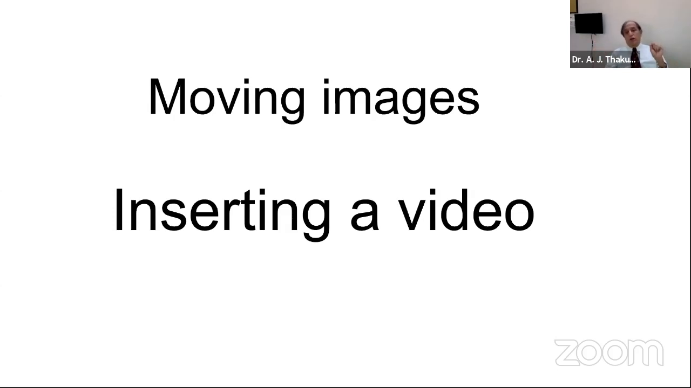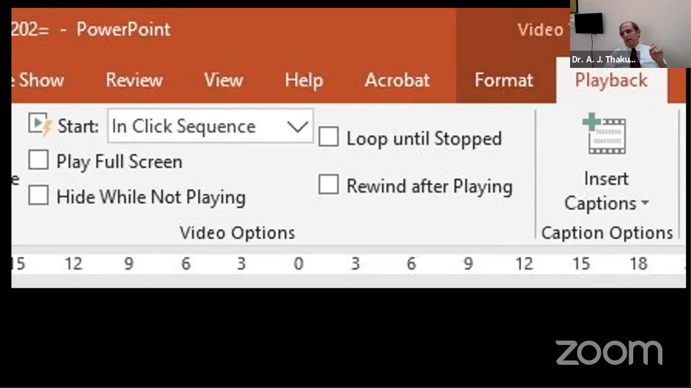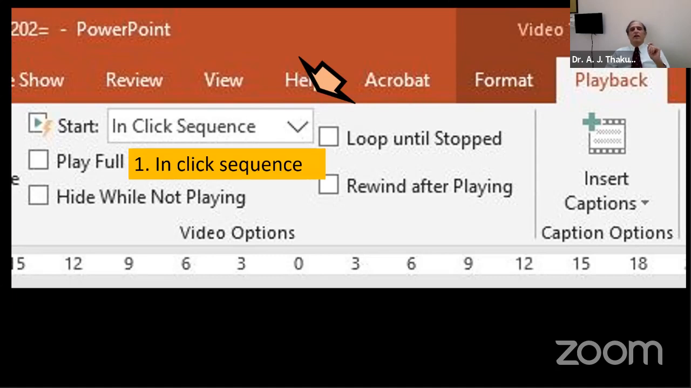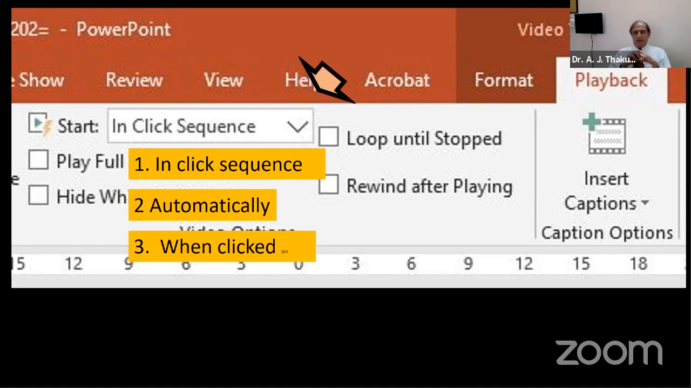Now, in Windows, it is very easy. You insert the video, and after having inserted, you go to video tools. In video tools, you have this section, play. With that play, you get into this start option. Then you get this click sequence. You get three choices: in click sequence, automatically, or when clicked. The safest way is to select automatically. So as you come to the slide, the video will play automatically.